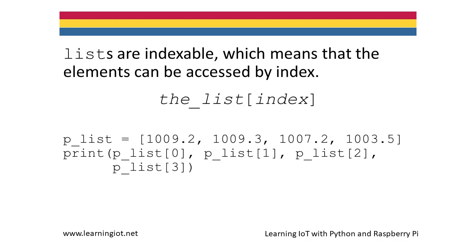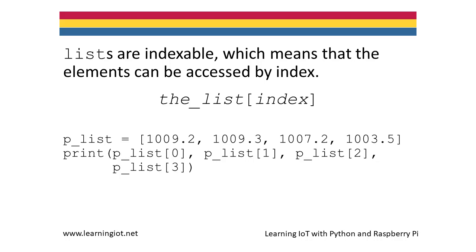Lists are indexable, which means that an element can be accessed by index. The syntax is the name of the list, followed by square brackets that enclose the index. The first element in a list has index 0, the second element has index 1, and so on. The final element in a list has index 1 less than the length of the list. An index is an integer, and valid values for a particular list range from 0 to 1 less than the length of the list.